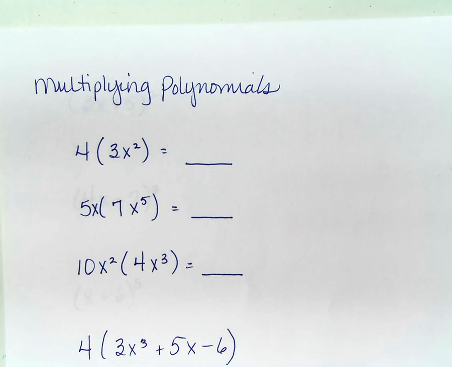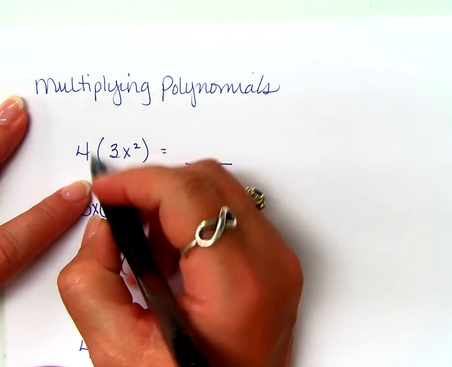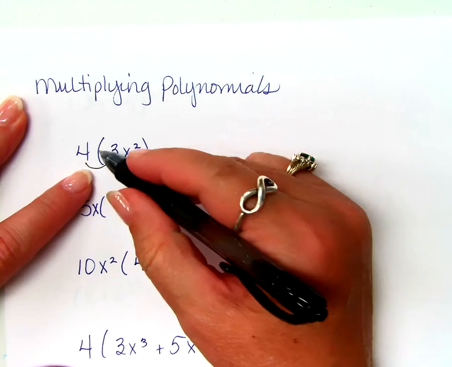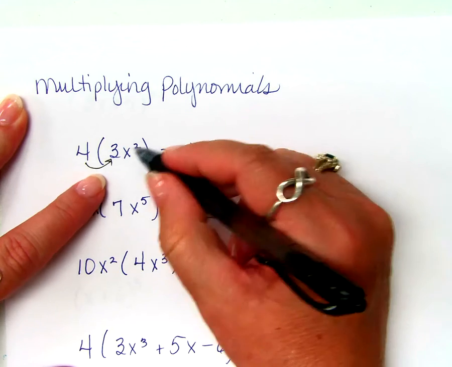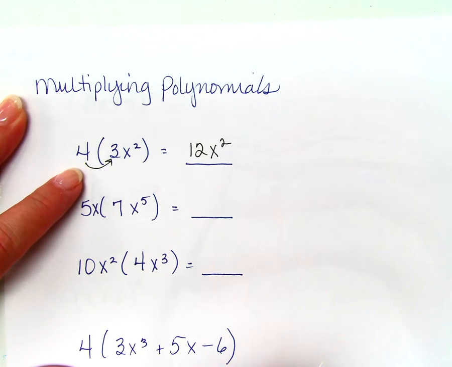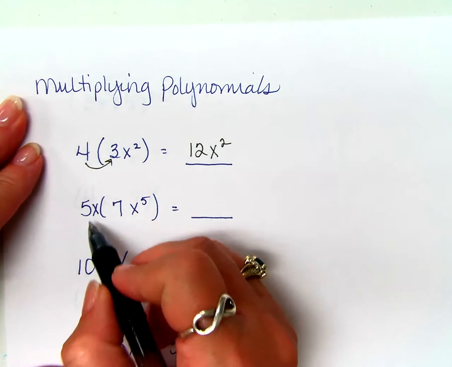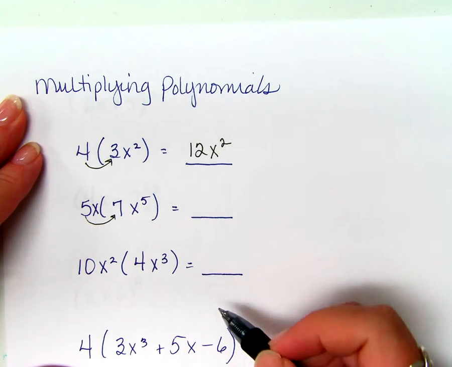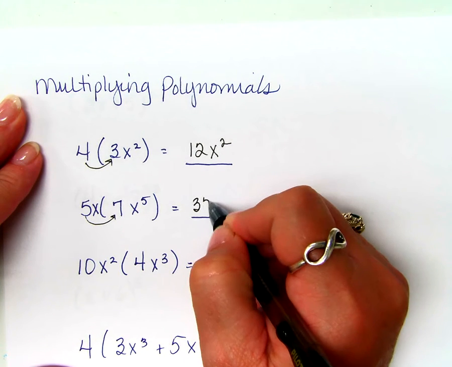4 times 3x squared. Well, what is 4 times 3? Those are the coefficients. I multiply those. I don't have any other variables, so I just get 12x squared. 5 times 7. Well, 5 times 7 is 35.